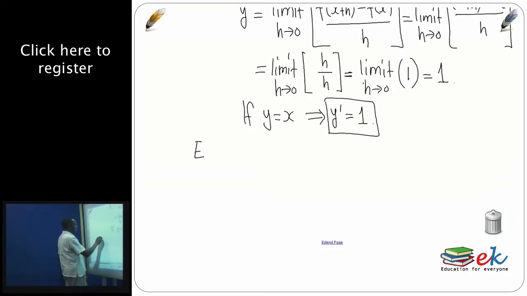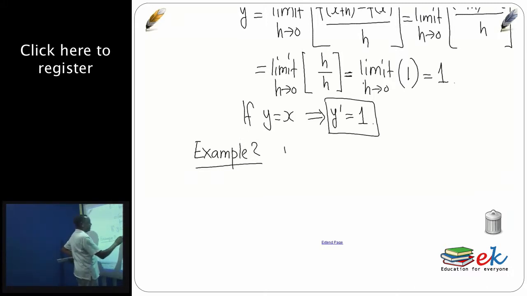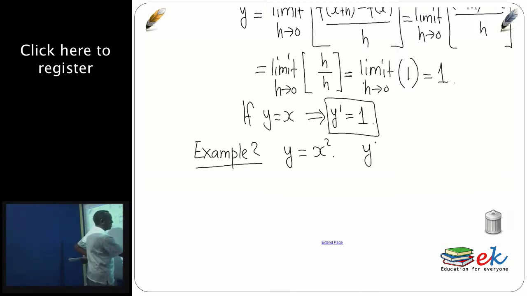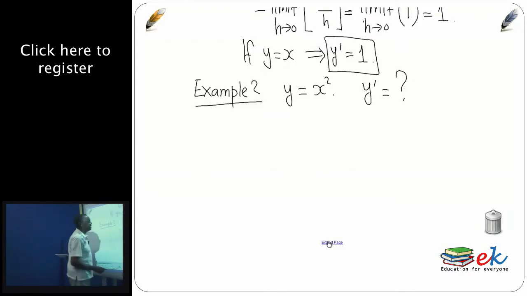Let us look at another example. Let us have a function y is equal to x squared, and we want to find y dashed, the derivative of that function. Again, using first principles, let us use the definition.